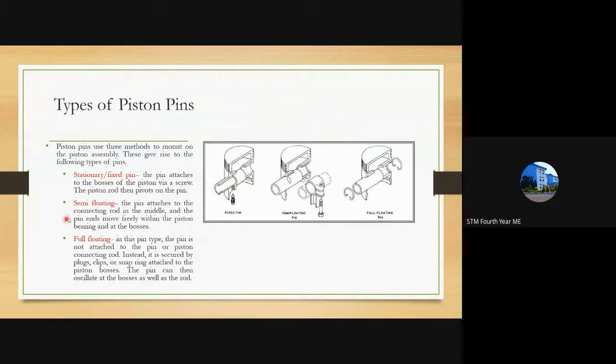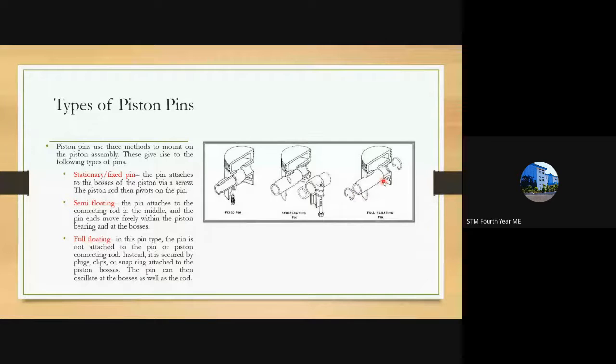Next is the semi-floating pin. In this case, the pin is connected to the connecting rod. It is fixed inside the connecting rod and then attached to the piston. That is what is known as a semi-floating piston pin. Next is the fully floating pin. In a fully floating pin, the pin is free.